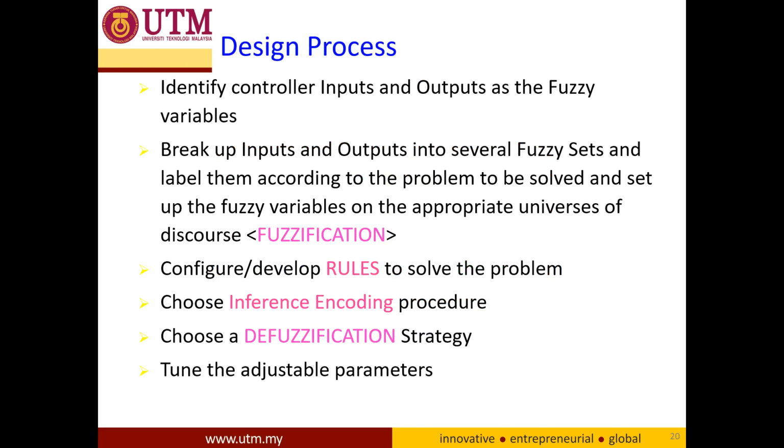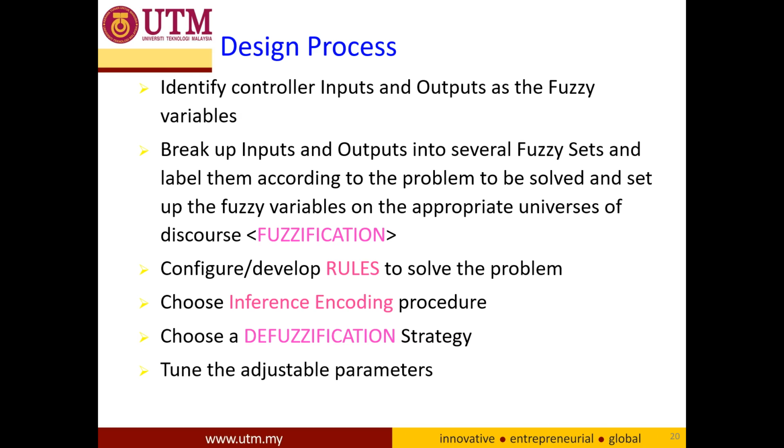So this is the design process. First, we have to identify controller inputs and outputs as the fuzzy variables. If you have a system that you want to control, you have to decide what the inputs to your fuzzy logic controller are and what the output is. If you talk about a DC motor and you want to use the DC motor to track a reference angular velocity signal, then the inputs to our fuzzy logic controller will be error and change of error, and the output will be perhaps voltage or current.